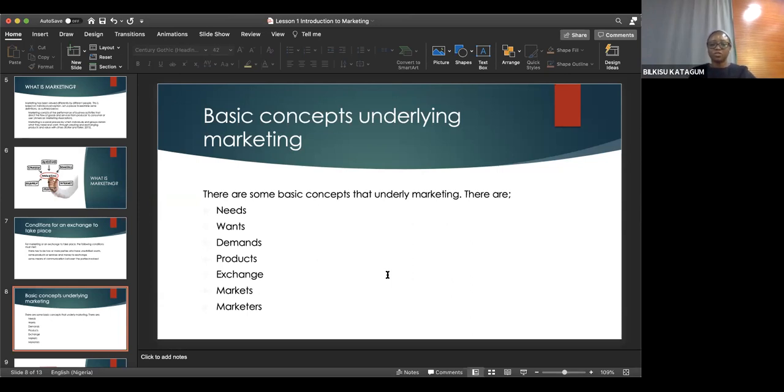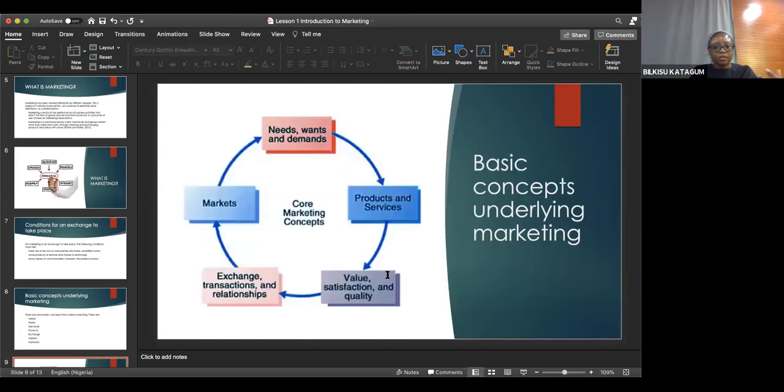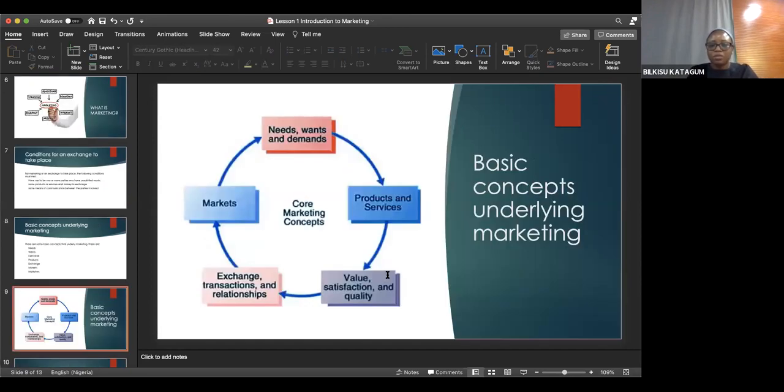Now, the last underlying concept is the marketer. Marketers are the people in the organizations that go out of their way to find out who their customers are, and they make their decisions surrounding that. Marketers are those people who are trying to influence your wants, as I said before, and who are trying to sell their product or service to the customers.